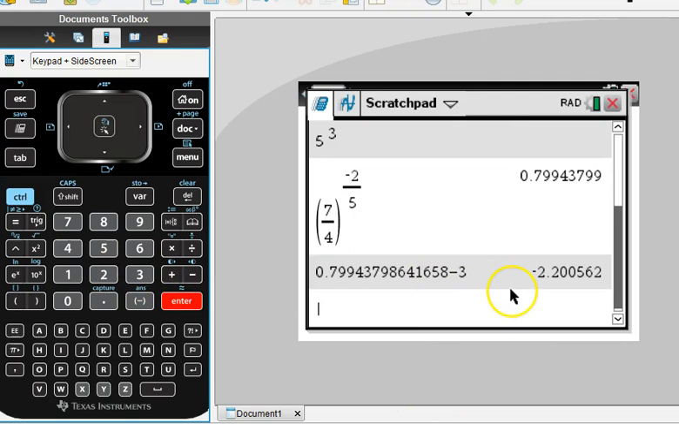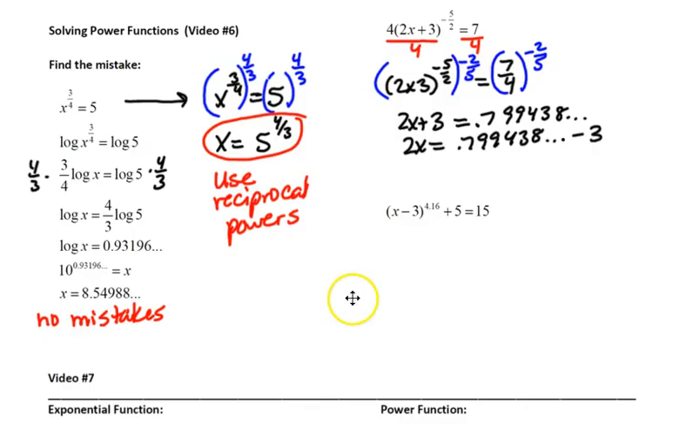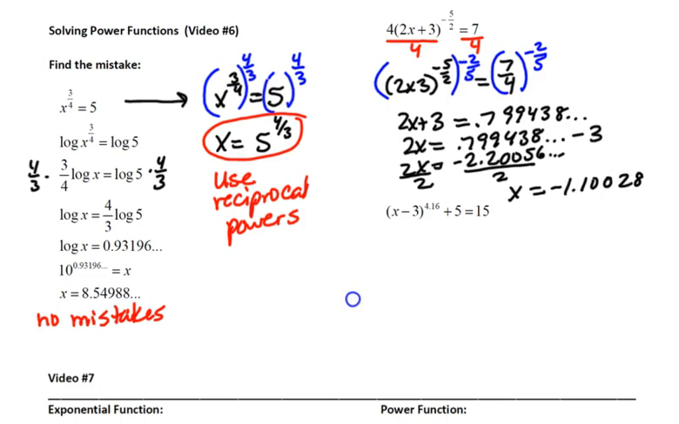okay, that's negative 2.20562. So 2x equals negative 2.20562, and then divide everything by 2. So x is equal to negative 1.10028. Okay, now, is that an okay solution?